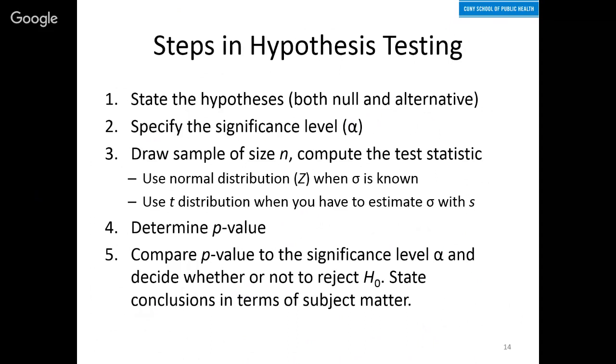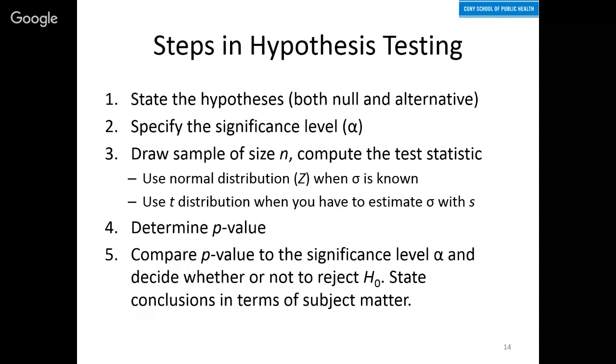Second, you'll specify your significance level. That is the probability of type 1 error that you are willing to commit. So the most common value by far is 0.05. This means that you want to limit your probability of the type 1 error, rejecting the null when the null is true, at 5%.